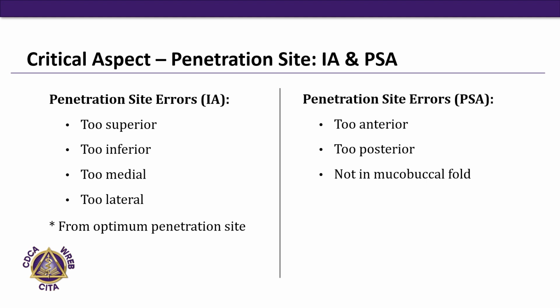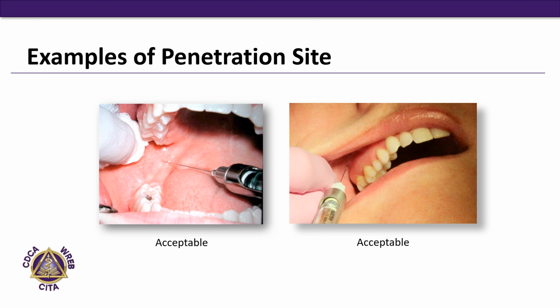Examiners will record an error for the IA if the penetration site is too superior, too inferior, too medial, or too lateral. Examiners will record an error for the PSA if the penetration site is too anterior, too posterior, or not in the mucobuccal fold. These images are examples of acceptable penetration sites for the IA and PSA.